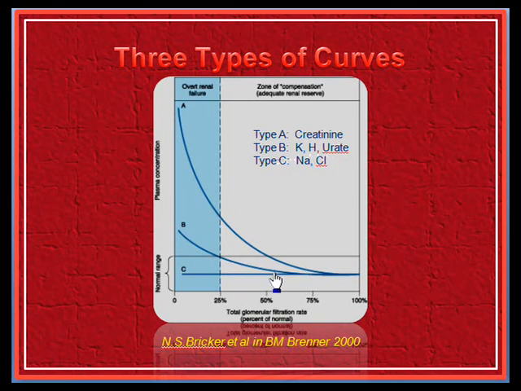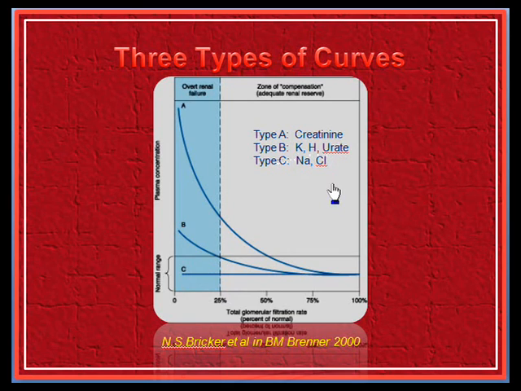Whereas solutes which belong to the class of type C curve, they never show an abnormal quantity in the plasma despite the renal function being as little as 4 or 5% of the normal. Sodium and chloride represent this type of solutes.